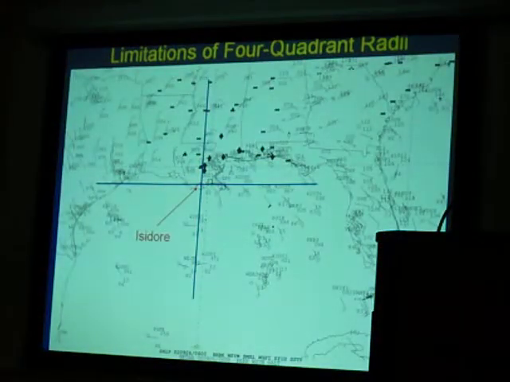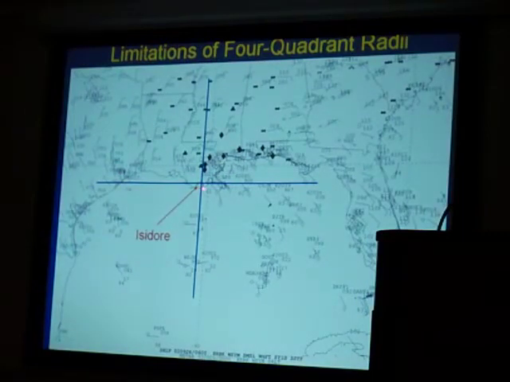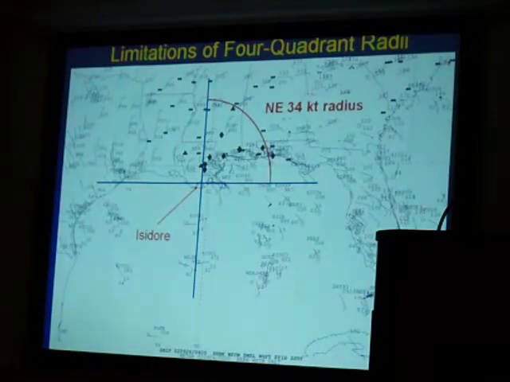Here's an example of Isidore back in 2002, right off the mouth of the Mississippi River. And one of the limitations of the 4 quadrant radii is that, at least over water, that works pretty well. You notice that there are some gale force winds here on the northeast side, but as you get over land, that does break down, and so the radii that we've estimated are not so good over land because of frictional effects. So here's the radius of 34 knot winds, and then you notice inland we're seeing maybe 15 or 20 knots of wind at most.